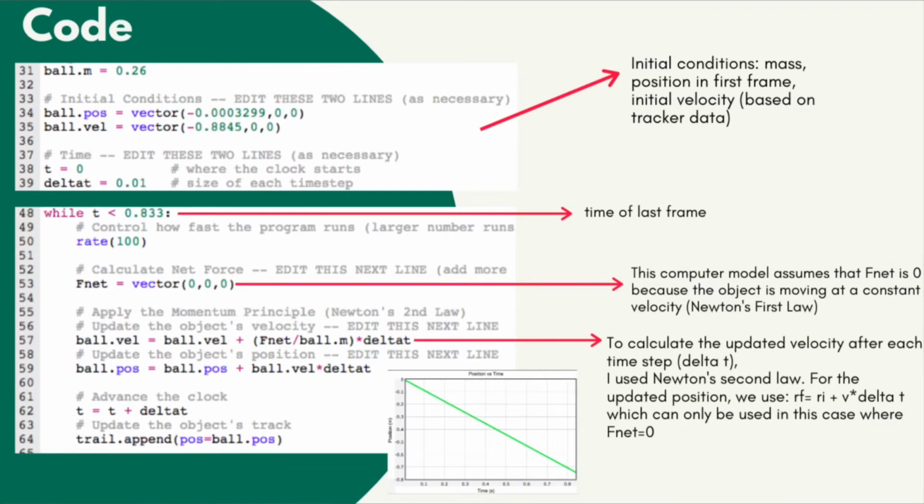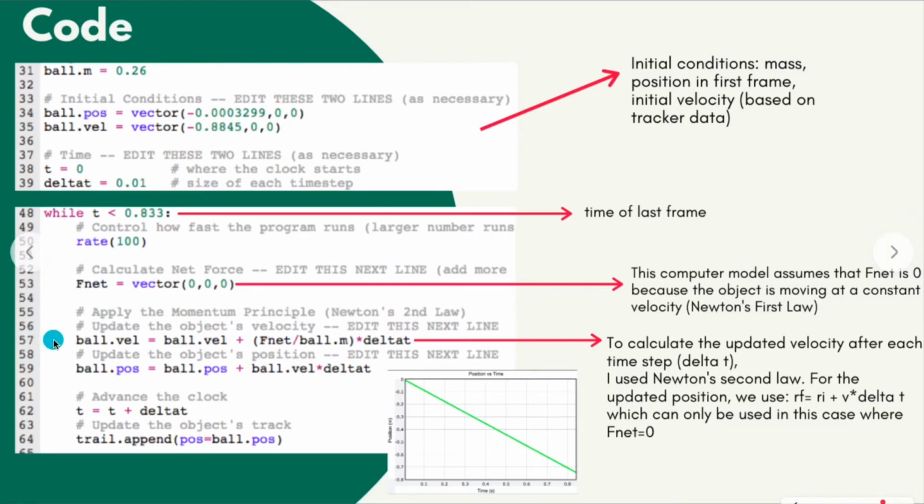Now let's analyze how I did the coding for the predicted model. First of all, we plugged in the initial conditions, which is that the mass of the ball is 0.26 kilograms, the position of the ball, which is based on our observational data, and the initial velocity of the ball, which we just discussed and is also based on our observational data.